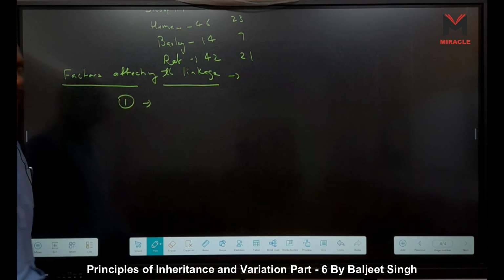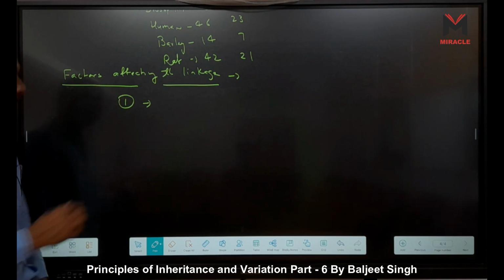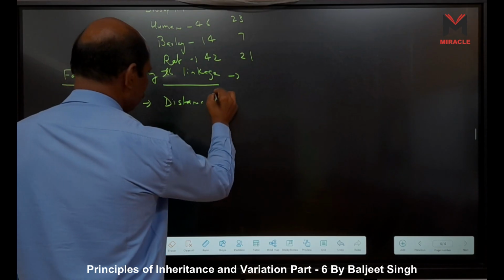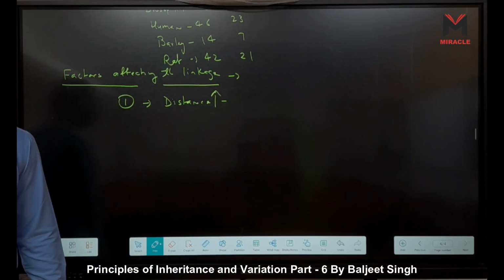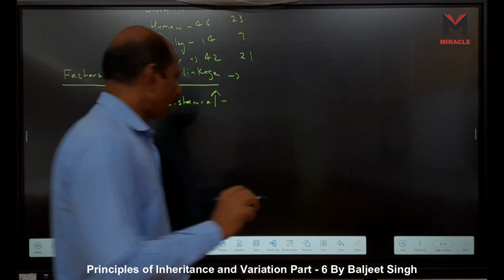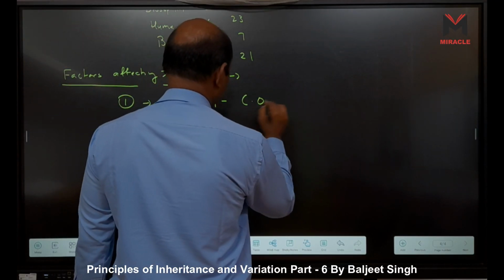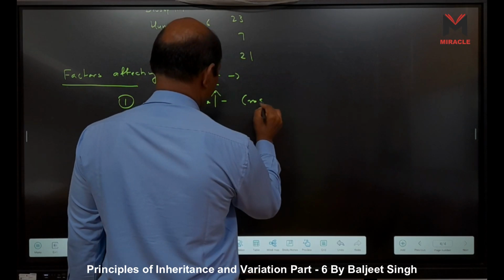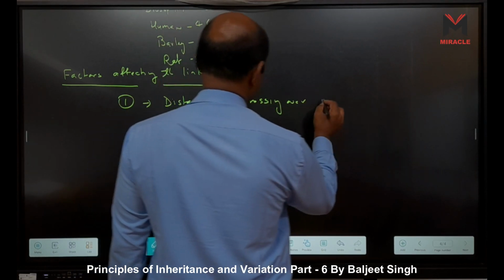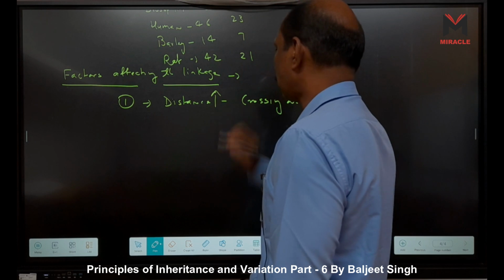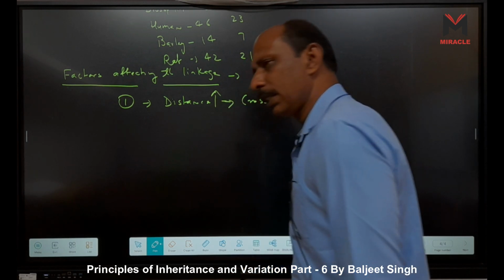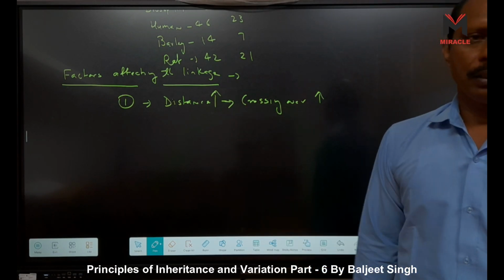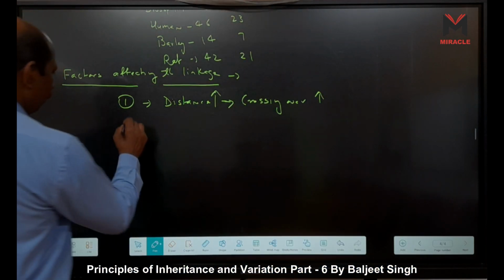First, distance. Distance means if distance increases, the possibility of crossing over is also increased. Linkage means crossing over. If distance increases, more distance means less strength, and that means crossing over is increased. Second, what happens if temperature increases?